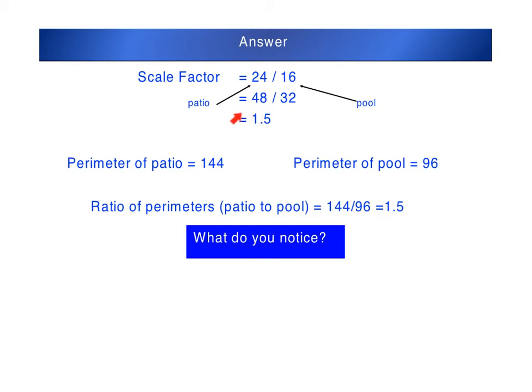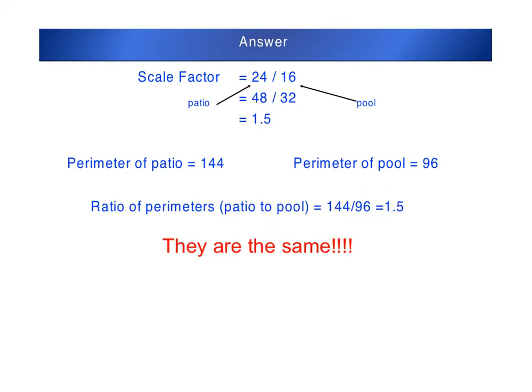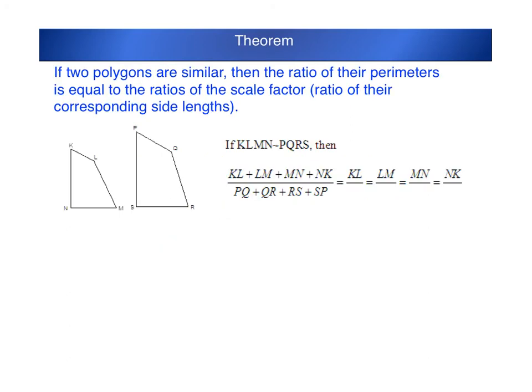What do you notice? Take a look. 1.5, 1.5. The scale factor of the sides is the same ratio as the ratio of the perimeters. They're exactly the same. Now, here's a theorem. It says if two polygons are similar, then the ratio of their perimeters is equal to the ratio of the scale factors. In other words, the ratio of their corresponding sides.